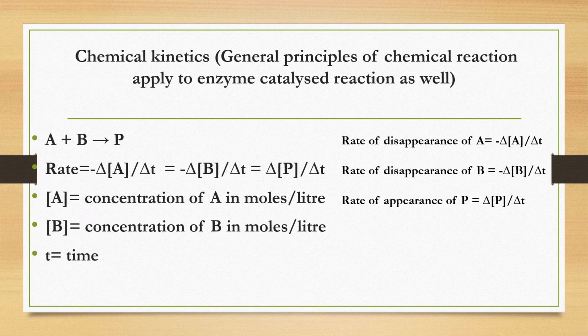So the negative sign indicates the rate of disappearance of A, the negative sign indicates the rate of disappearance of B, and here the product is formed, so it is the rate of appearance of product. So the rate can be expressed as the rate of disappearance of A, the rate of disappearance of B, or the rate of appearance of product. Here, minus delta A shows the change in concentration of A with respect to time. Concentration of A is expressed here in moles per liter.